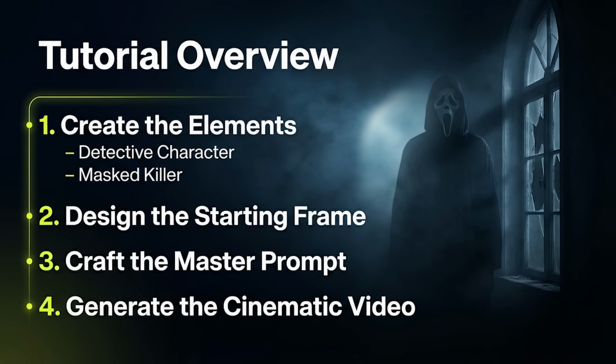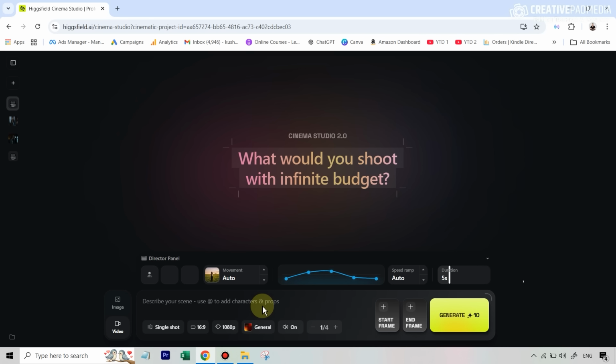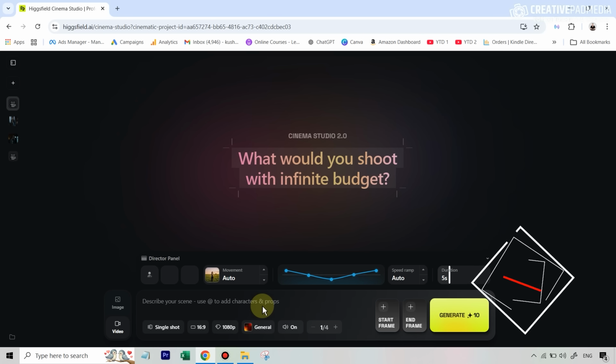We'll also need to create a starting frame that can also be done using the image tab inside Cinema Studio. We'll then create the master prompt, which is going to be used along with the multi-shot feature. So we'll create 4 to 5 different prompts for each scene. And then finally, we'll use everything together to create this scene. So let's get started.